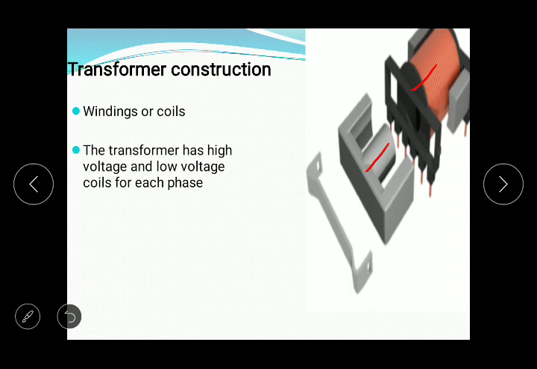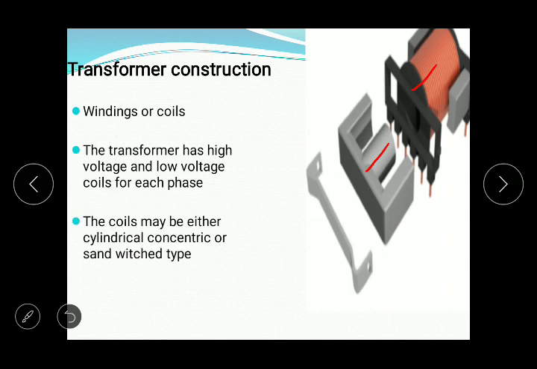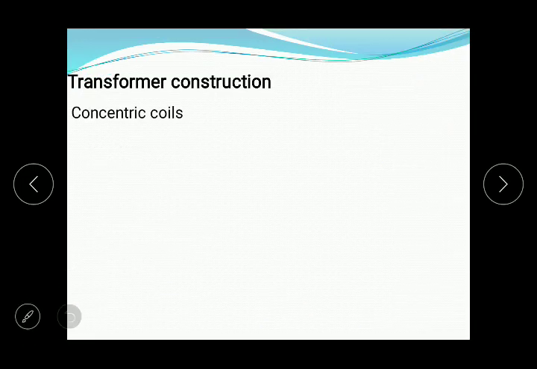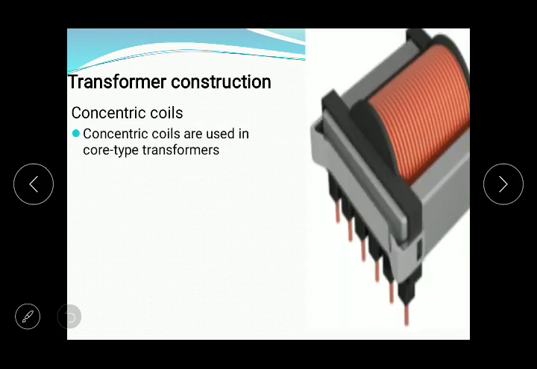The transformer has high voltage and low voltage coils for each phase. So the coils may be either cylindrical, concentric, or sandwich type. Here, this one is a cylindrical type. Concentric coils are used in core type transformer.